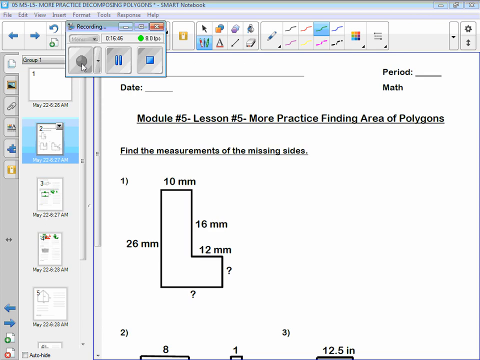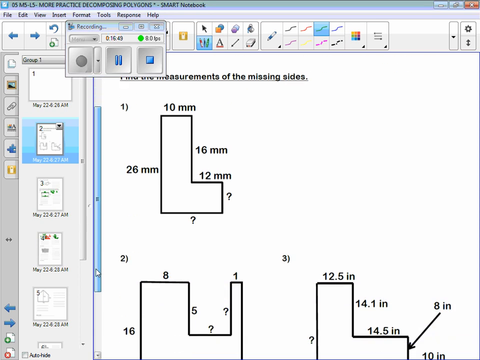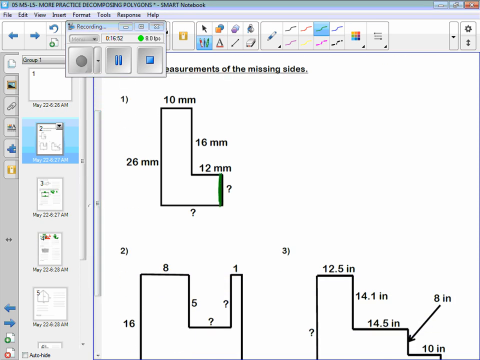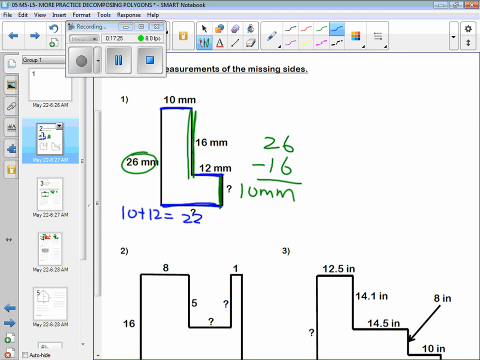Okay, going back to page 1, the very first page with finding the missing sides. I have to find this piece right here by subtracting the entire piece, 26, minus the piece from here to here, which is 16. And if you do that, you get 10 millimeters. This piece right here is going to be a combination of this and this, which is 10 plus 12. And that equals 22.